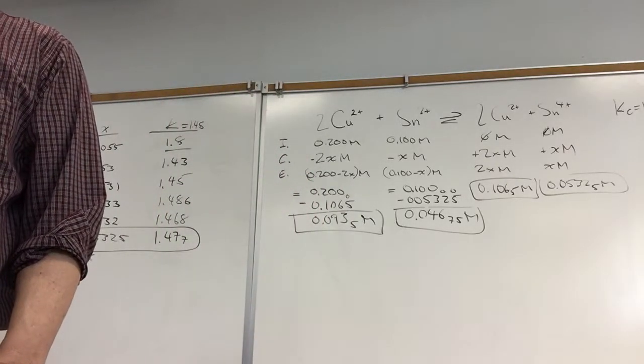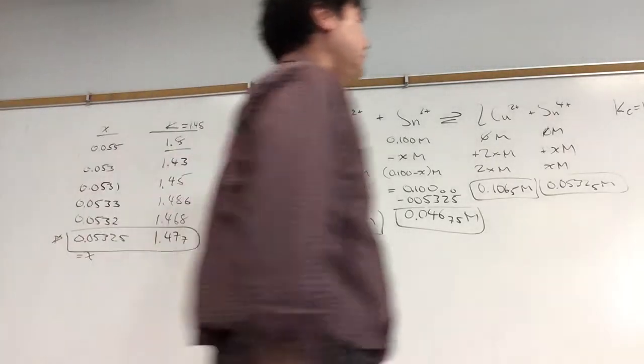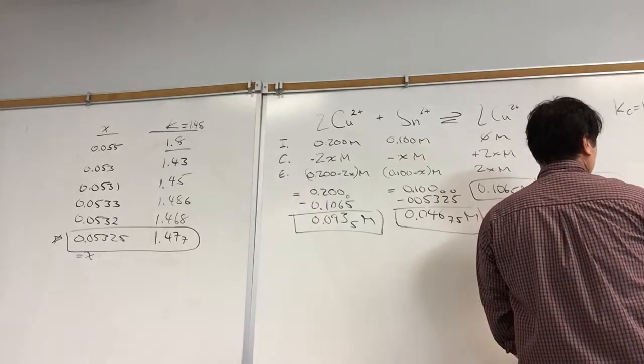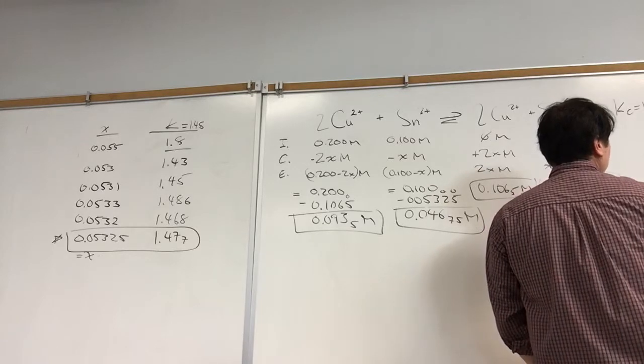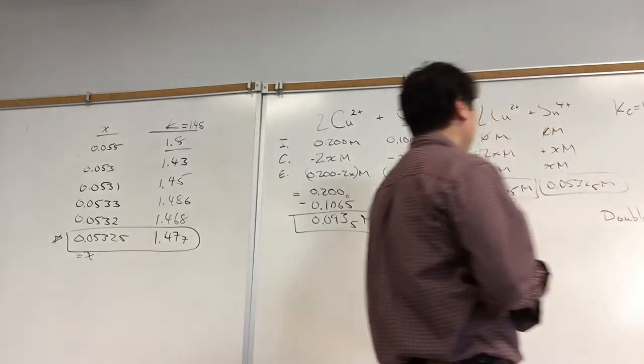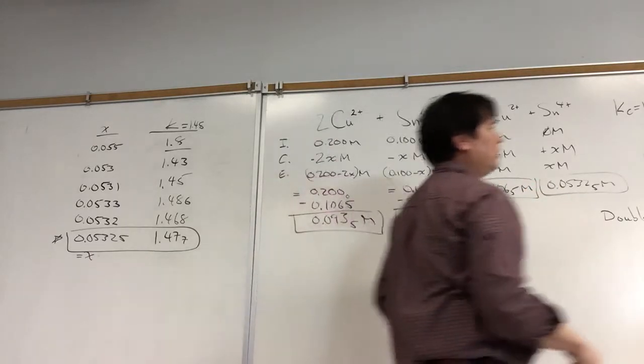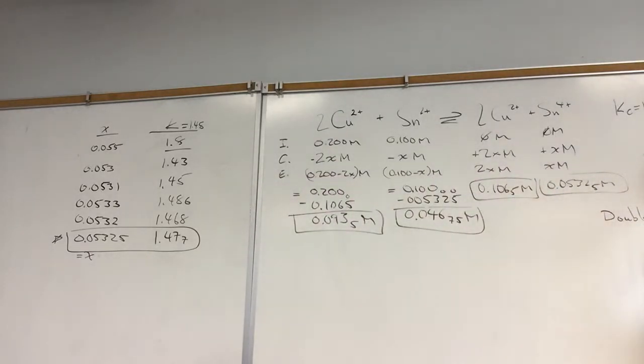Okay, we're not done yet, though. Something we always do with these ICE problems is we always double check our answer. How can I double check my answer? The way I double check it is I have my equilibrium concentrations here, and I know that the ratio of equilibrium concentrations here has to equal 1.48.